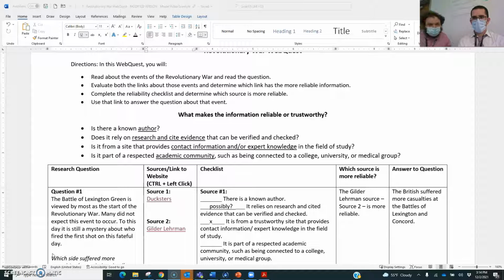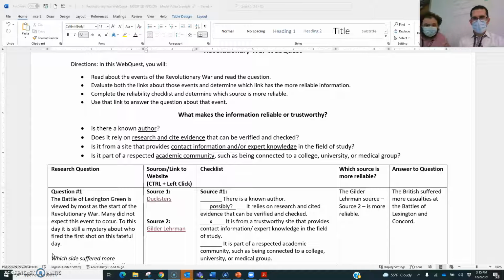Does it rely on research and cite evidence? Can it be verified and checked? If they make a claim and provide evidence, can you look somewhere else to find similar information? If not, that might not be reliable. So you want to look for something where you can check it yourself. Seeing is believing for you as well. If you can look at a piece of information, a graph, and find that somewhere else as well, we call that corroboration. That's agreeing.